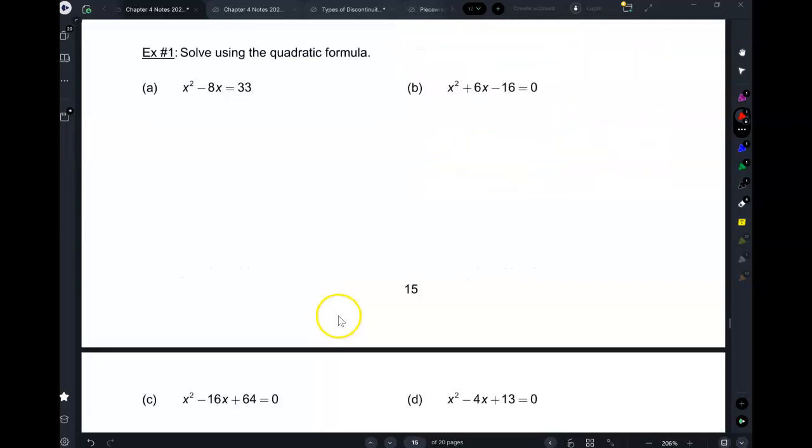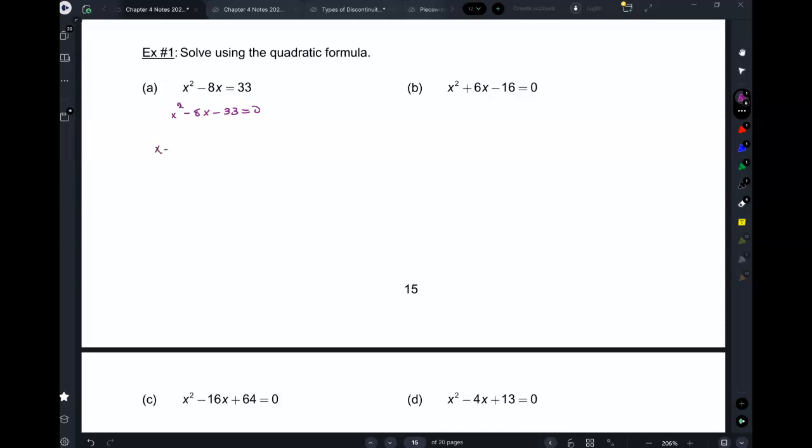So now that we derived the quadratic formula, let's go ahead and use the quadratic formula. Okay, so here we go. This one, x squared minus 8x. So first, before you solve any equation, bring everything to the same side and set it equal to 0. Let this be like a habit, right? Because it's also important later on.